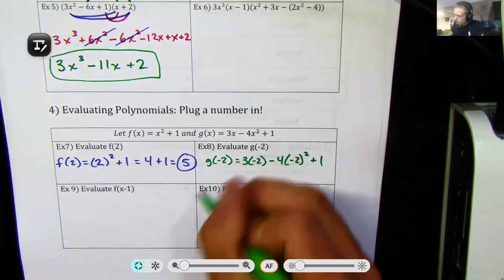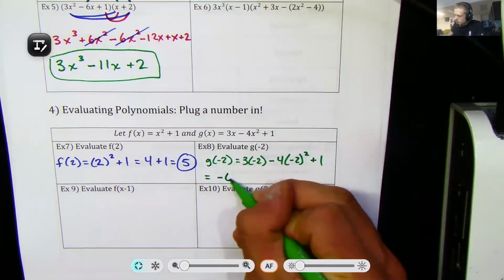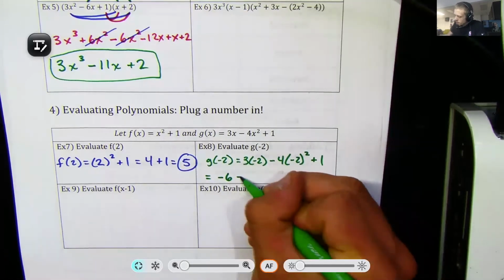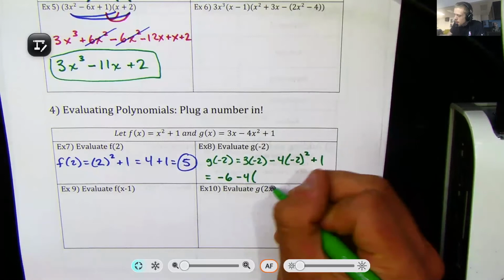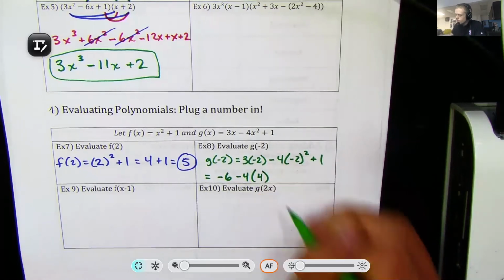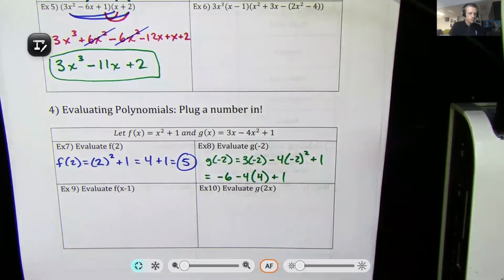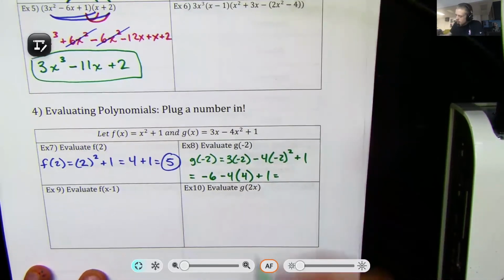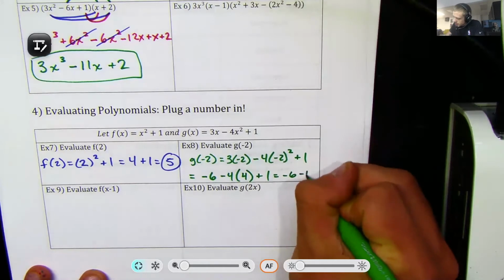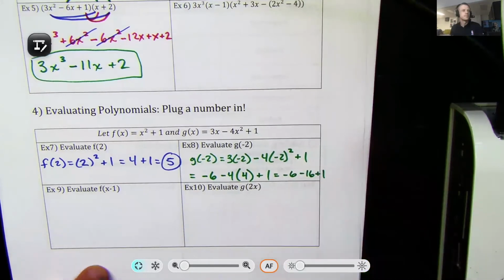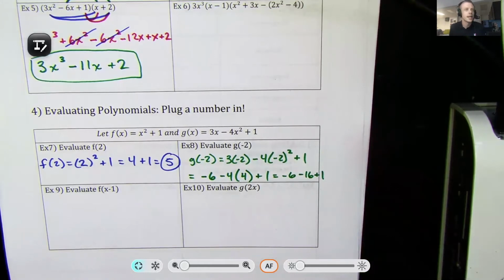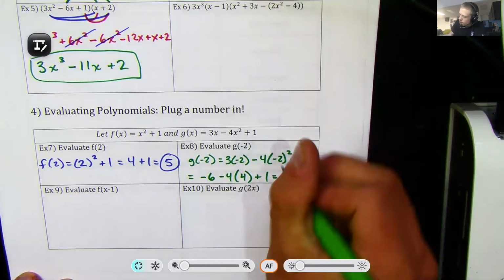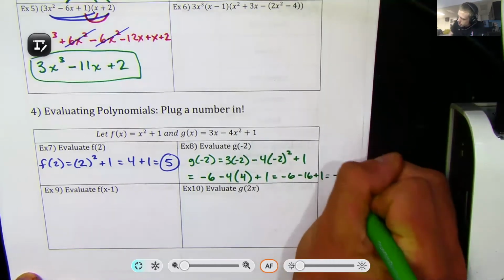So if I simplified this, I would get negative 6 minus 4 times, well, negative 2 squared is positive 4, plus 1. Okay, so let's keep going. We're not done yet. So that is going to give me negative 6 minus 16 plus 1. If I fully simplified that and combined all those, I'm going to get, let's see, negative 22 plus 1 is negative 21. And that is my answer.